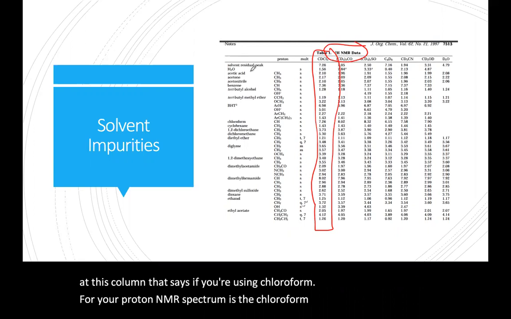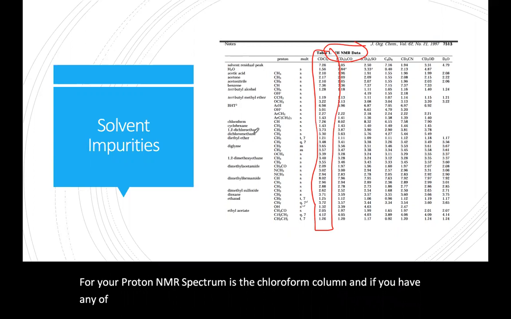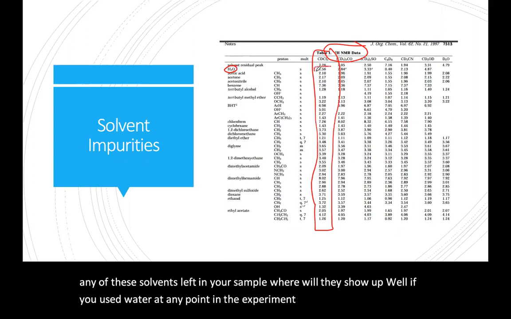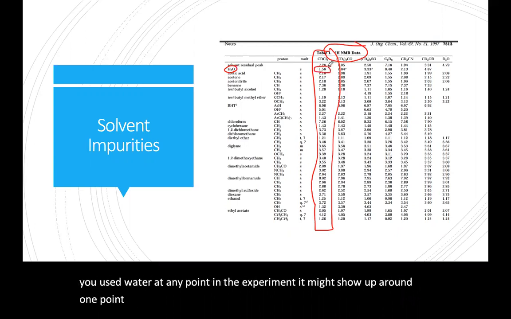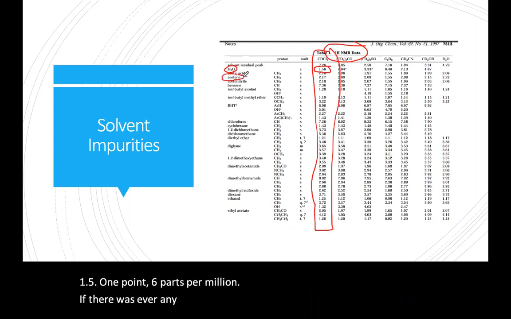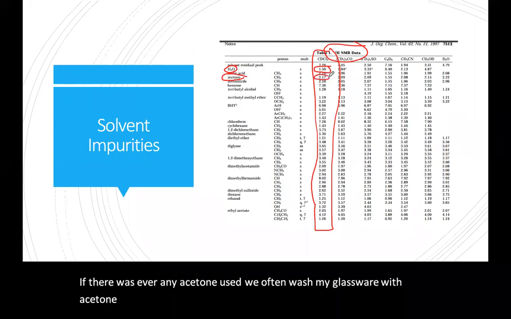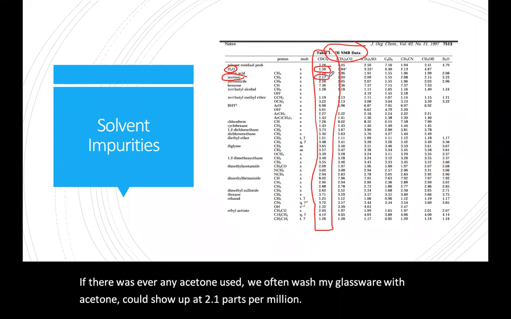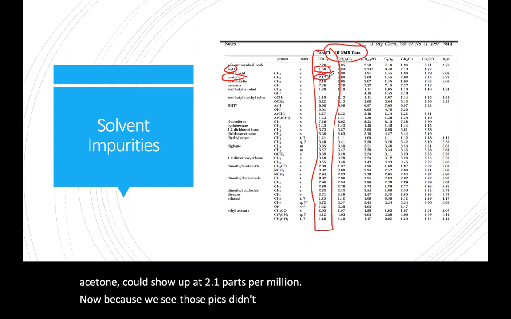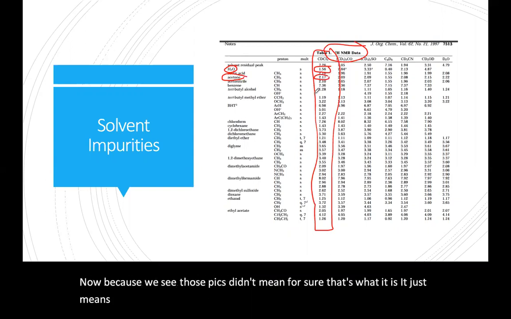And if you have any of these solvents left in your sample, where will they show up? Well, if you used water at any point in the experiment, it might show up around 1.5, 1.6 parts per million. If there was ever any acetone used, we often wash our glassware with acetone, it could show up at 2.1 parts per million. Now, because we see those peaks doesn't mean for sure that's what it is. It just means that's one of the possibilities of what you might have in there.